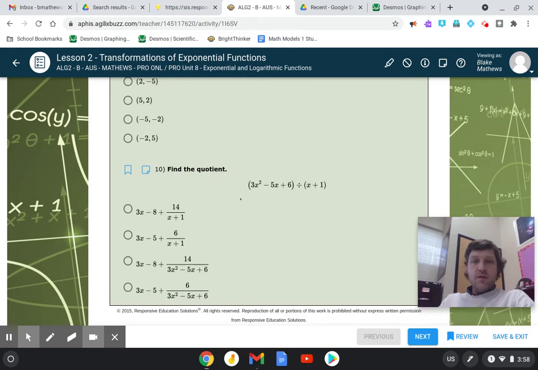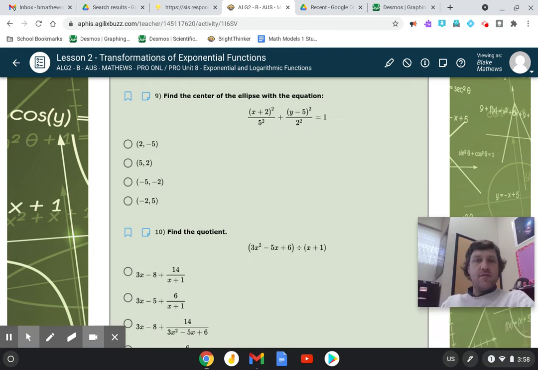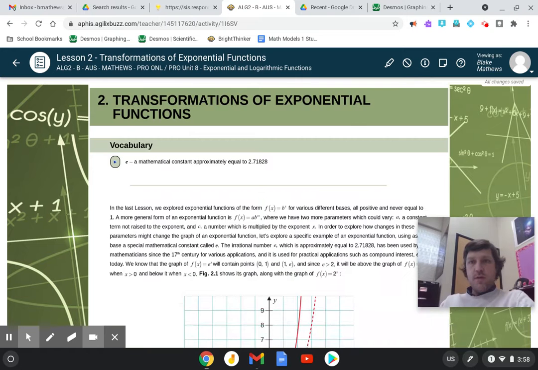Find the quotient. You can use synthetic division or long division to do number 10. If you have questions about those, I can give you video links to when we covered that in the previous lessons. That is it for lesson 2.